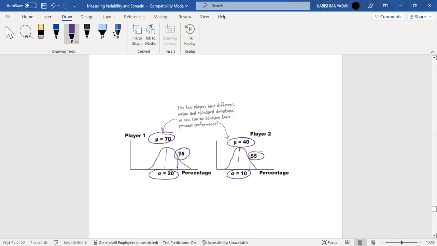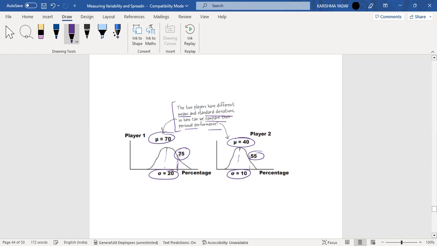Okay, now see it here, the two players have different means and standard deviations, so how can we compare their personal performance? How can we do that? Does this sort of situation sound impossible, or is there any way to compute this kind of situation?